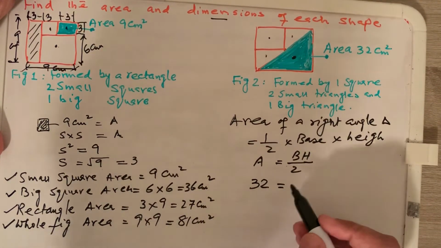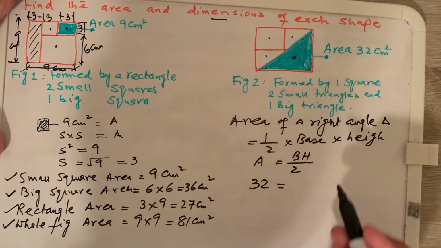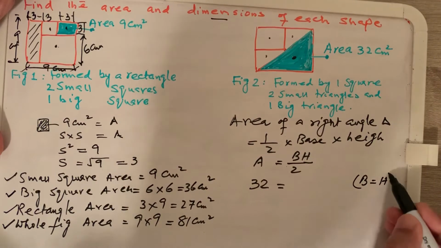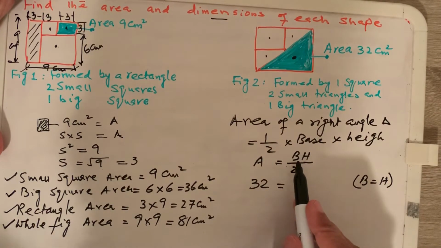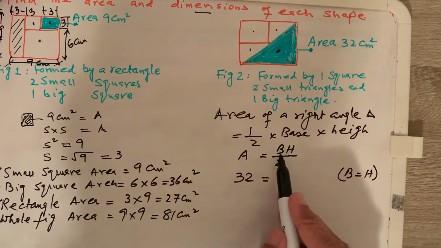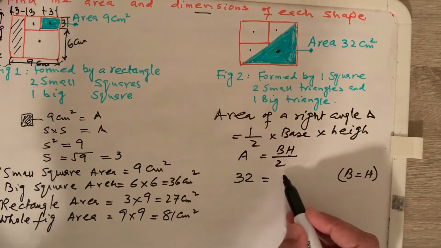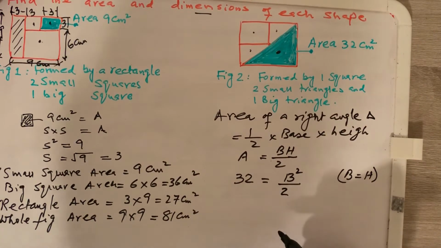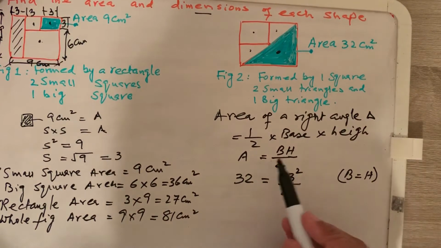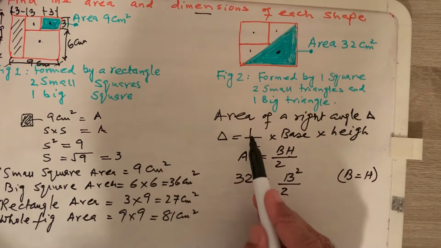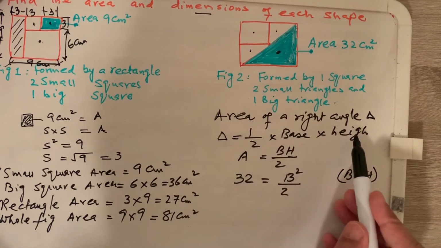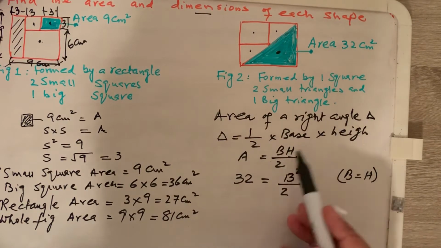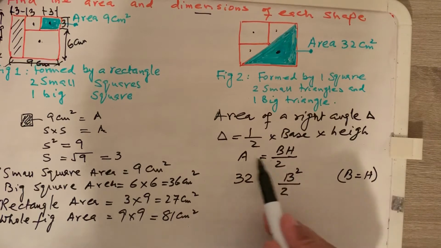And it is also given that this big square is formed. So it's a square. That means if it is a square, B is equal to H. We can equate them, right? So I can replace any of the variables, B as H or H as B, one and the same thing. But I will be getting B square divided by 2. I can repeat this step. Area of the triangle is equal to half times base times height, or we can write it BH over 2.